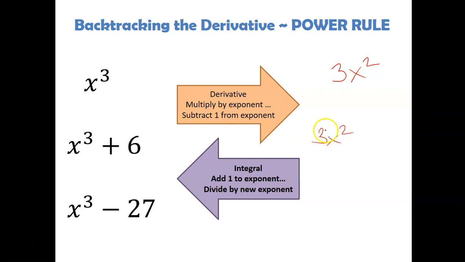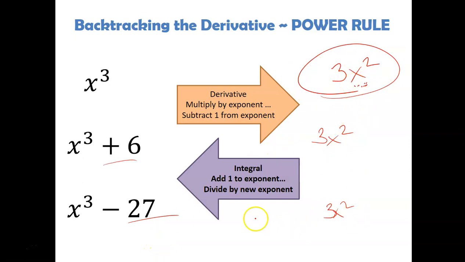And notice the plus 6 went to 0. If I were taking the derivative of x cubed minus 27, it would still be 3x squared, because again, the constant goes to 0. So what I want you to see here first is what we talked about briefly already. These three functions all have the same derivative. In other words, this plus 6 and this minus 27, all those are vertical shifts. They don't affect the slope of the graph. So what we're going to be doing now is we're going to be starting with 3x squared and going, hey, whose derivative is this?